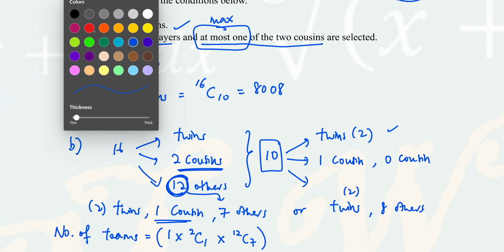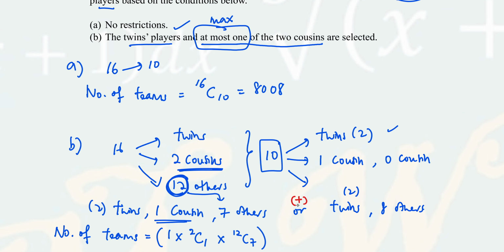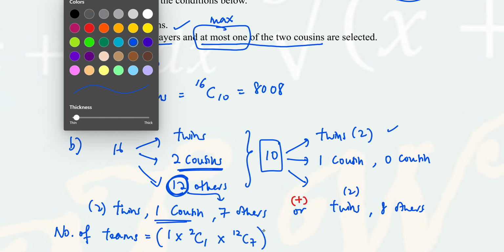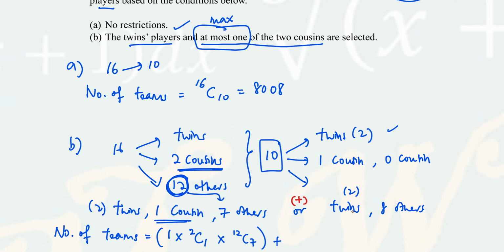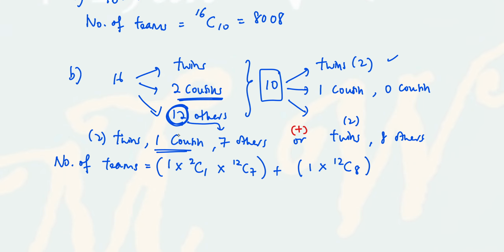Okay, and then now here "or" means plus, right? So "and" is times, "or" is plus. And then twins, one way, times 8 others. So from the 12 others, I need to choose 8. So it will be 12C8. So this will be the working for this question.